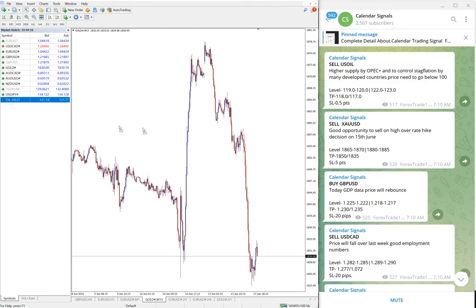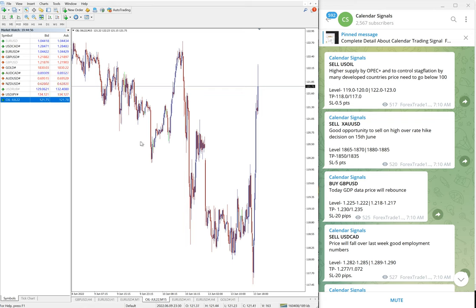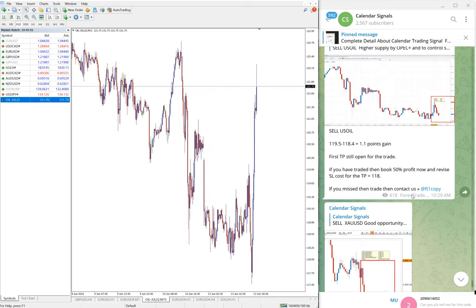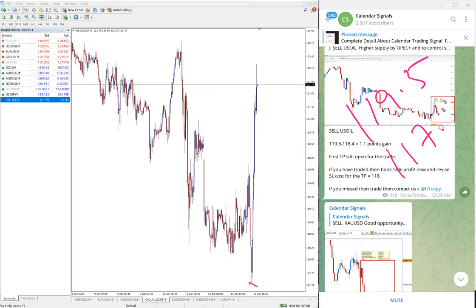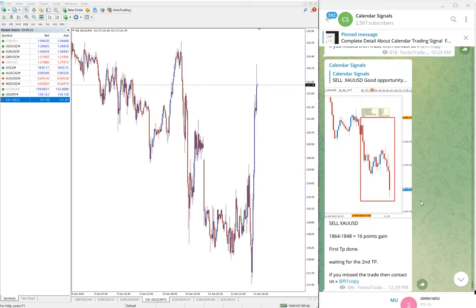Let me open the oil chart here. You see it performed well. After that the price went up, but from our given level, 119.5 was the entry, and the low traded you see 117.5. Two points gain on oil. Two points gain on oil is huge. That's very good profit on the US oil signal.